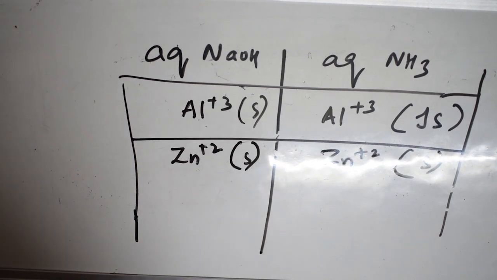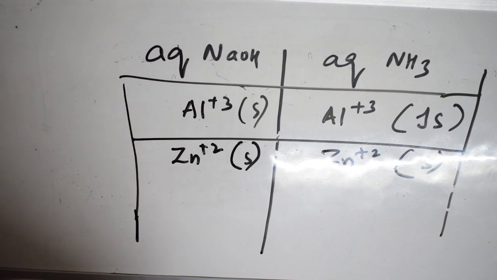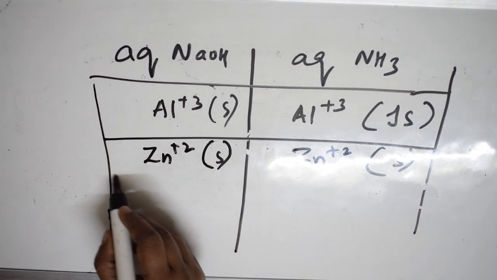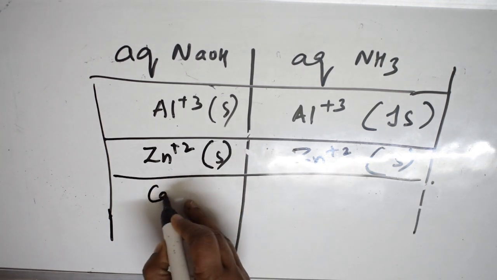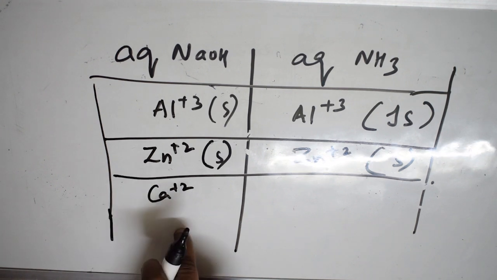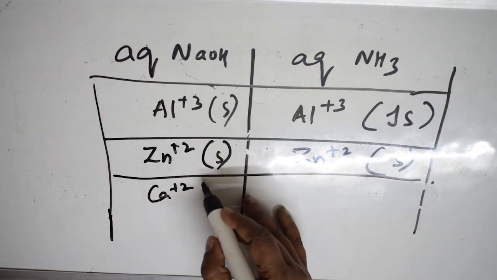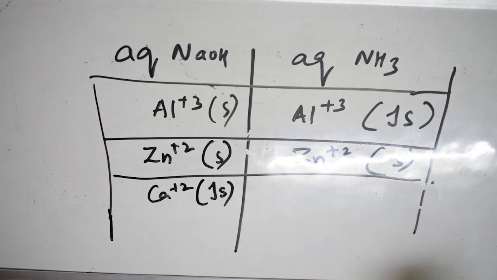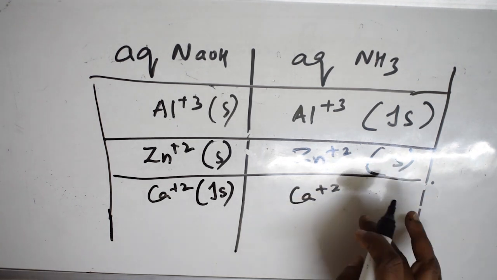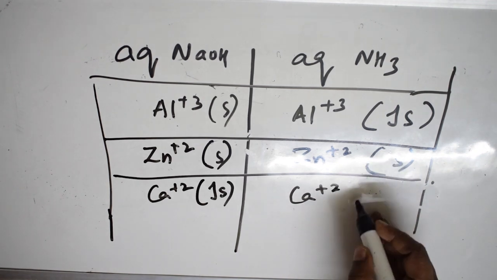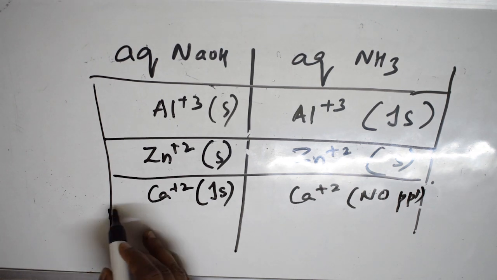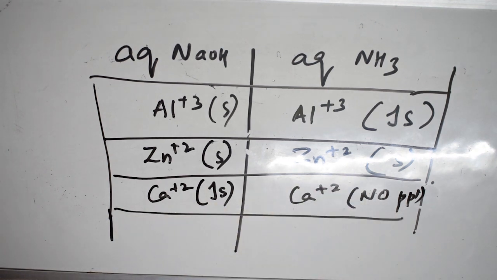Let me take the next cation, that is calcium. Now when I take calcium, Ca plus 2, again here also the same white PPT. Calcium cation, always remember, is insoluble in aqueous sodium hydroxide. And with aqueous ammonia, there is no PPT formed, or a very slight PPT, so I'll almost write no PPT. Calcium is over. What is the next test?